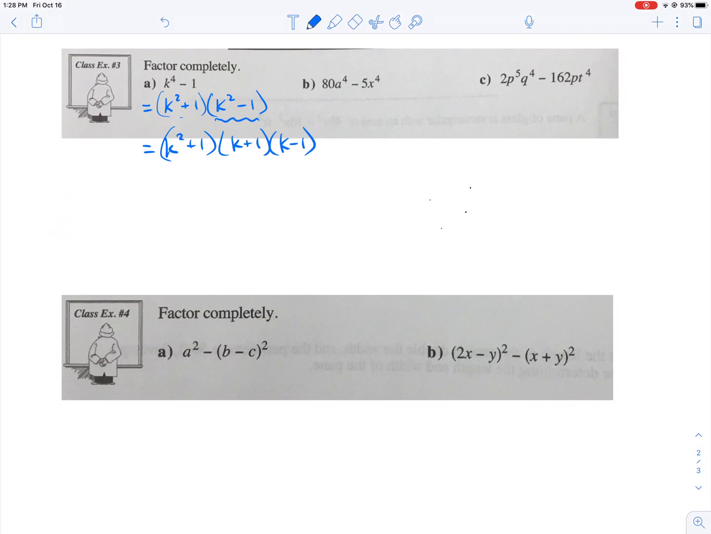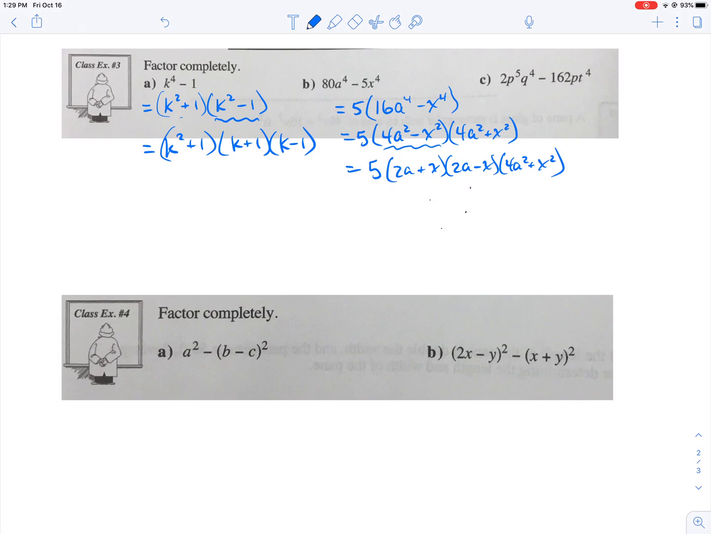There we go, that's done. This one, these are not perfect squares. So let's pull out that common factor of 5. 5 times 16 is 80. A to the 4 minus x to the 4. Then we have our difference of squares, so 5, 4a squared minus x squared, plus x squared. Oh, I think I know where this is going now. And another difference of squares, so we have 5, 2a plus x, 2a minus x, 4a squared plus x squared. All right, and there we go.